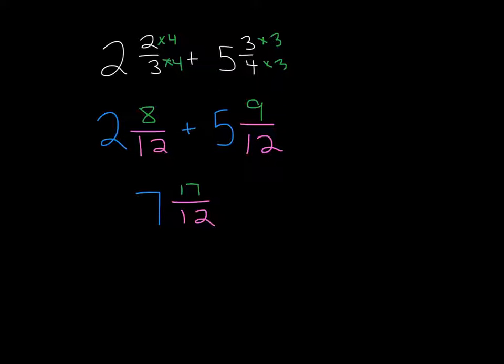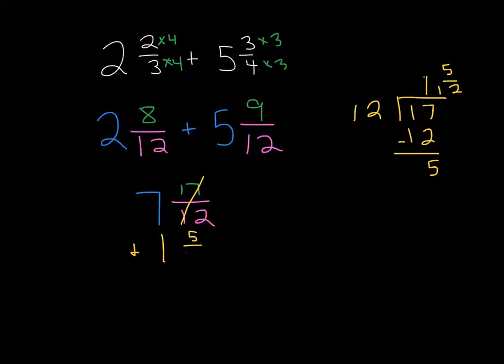So let's change 17 over 12 to a mixed number. 12 goes into 17 one time. Remainder of 5. So 1 and 5 over 12. So we take that off and replace it with 1 and 5 over 12, which we now have 8 and 5 over 12.